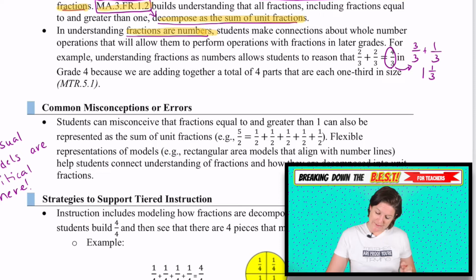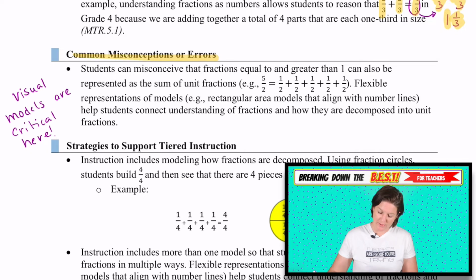And this will be great for later grades because it will allow us to reason. They're saying that 2/3 plus 2/3 equals 4/3, which would be a 4th grade standard, but it can also help us to say that 4/3 is 3/3 plus 1/3, and that 3/3 is equivalent to 1 whole. Which again is why I don't think they're targeting a mixed number with this standard, even though we will get into that. Looking at these common misconceptions, I agree that fractions equal to and greater than 1 can trip them up. It's hard for them to understand what's going on, so lots and lots of visual models are critical here.